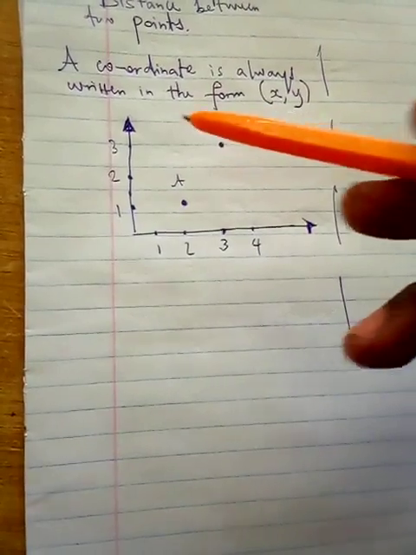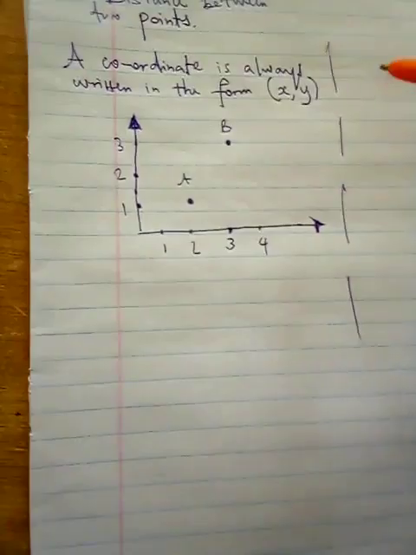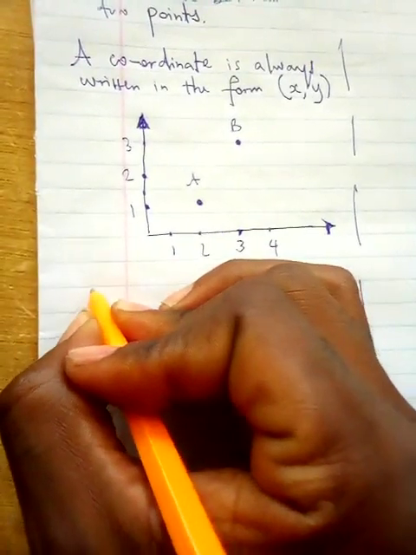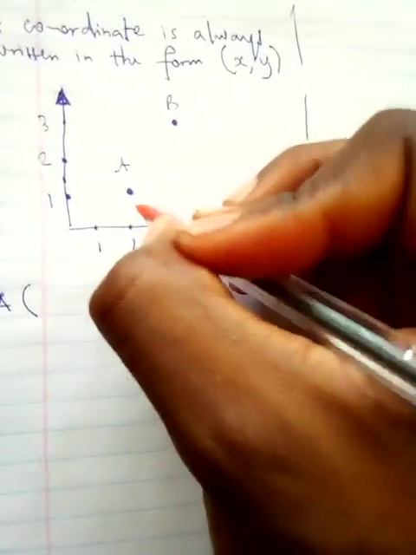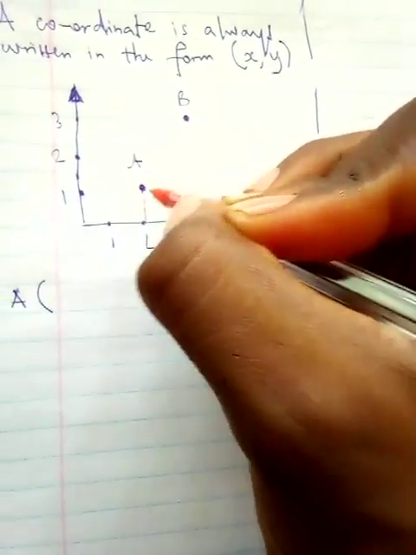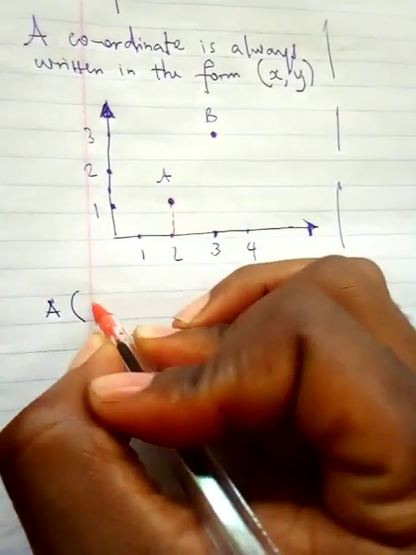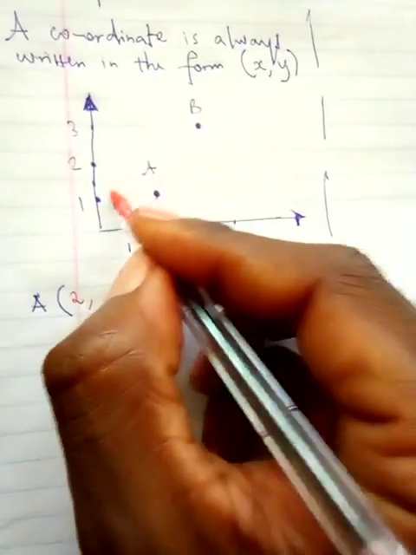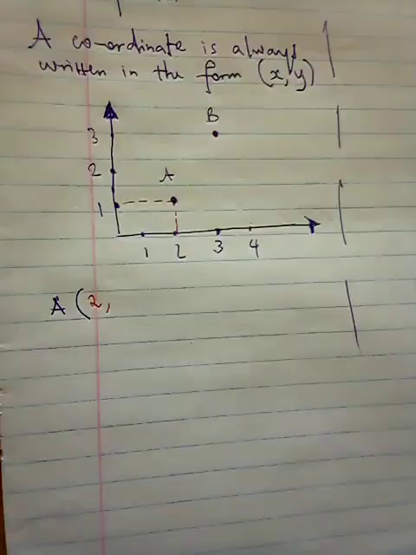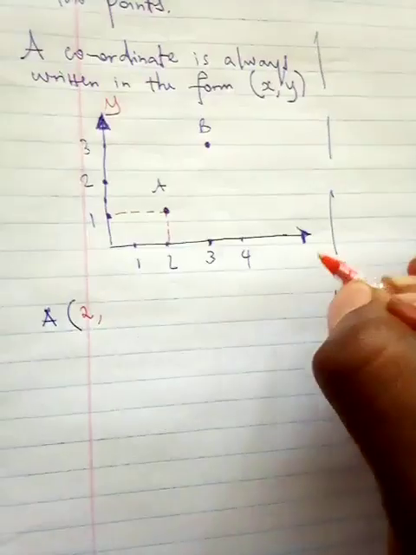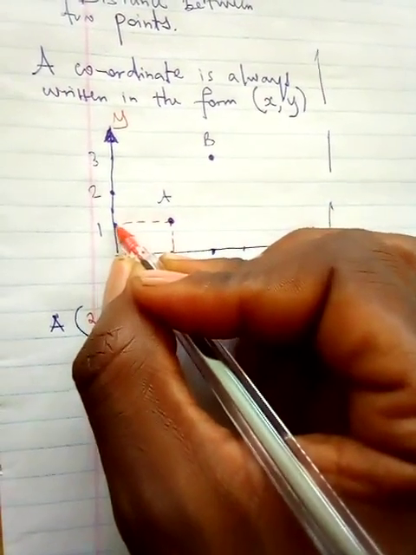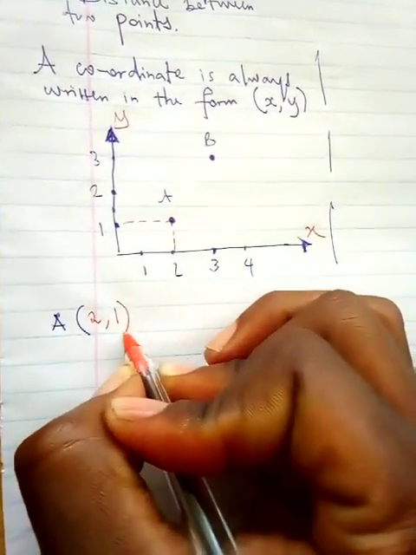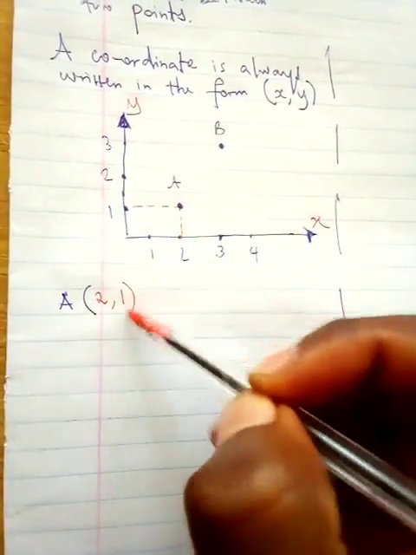Remember, we are saying that a coordinate is always written in the form x comma y. So if you're trying to write the coordinates of A, just look at where it is on the x-axis. On the x-axis it's simply on 2, so this is going to be 2 comma, and then you look at the y-axis. So this is the y-axis, this is the x-axis. In the y-axis it's at position number 1. So that's the coordinate of point A: 2 comma 1.